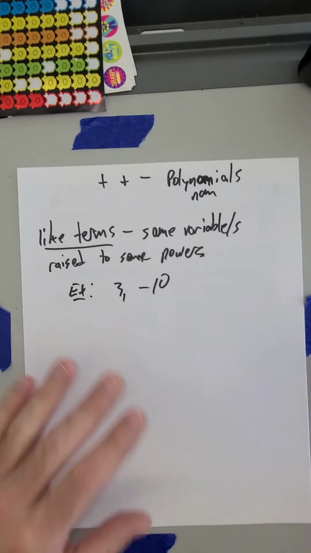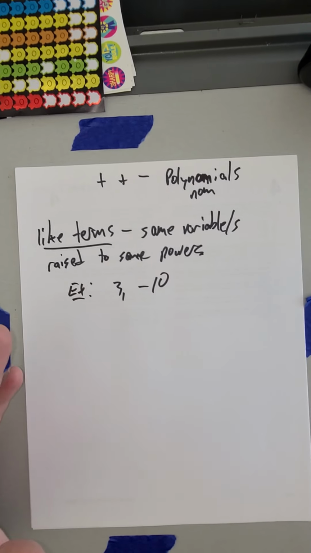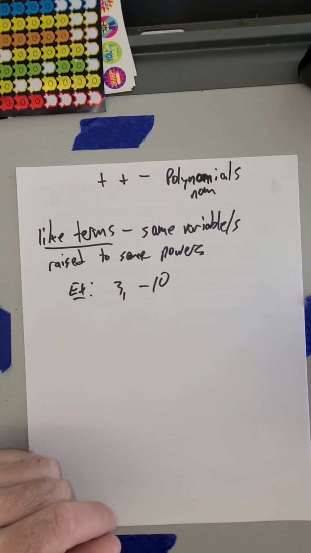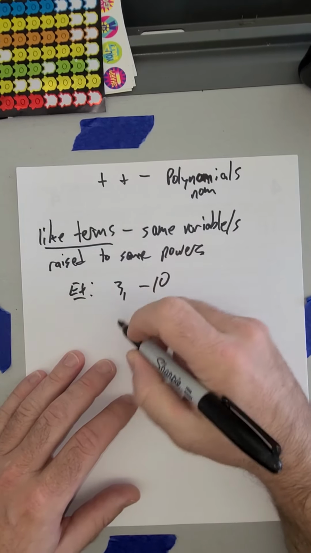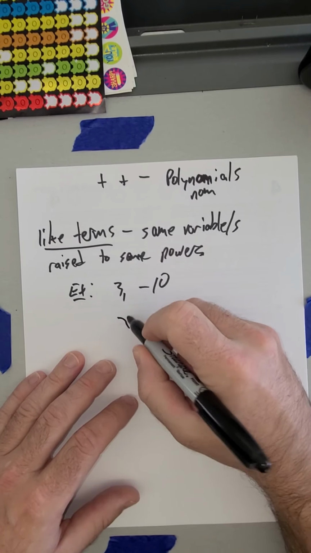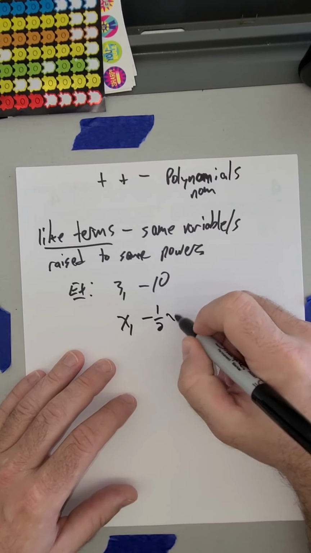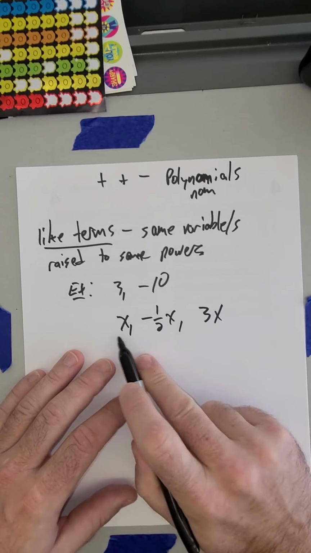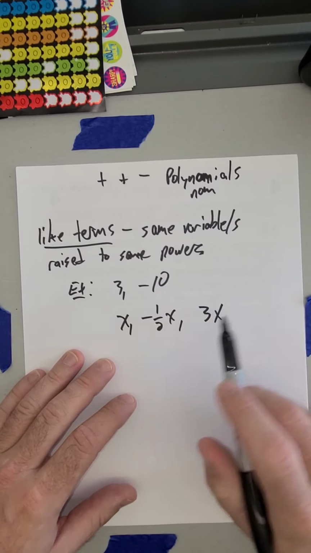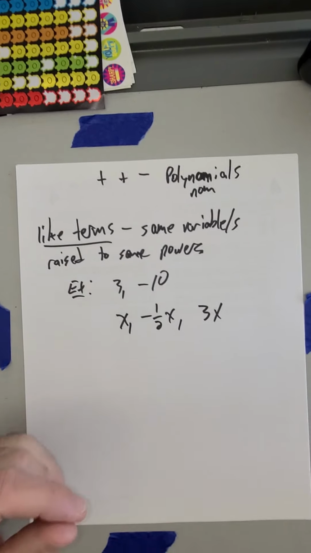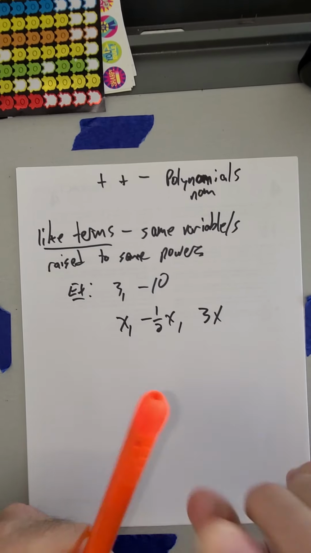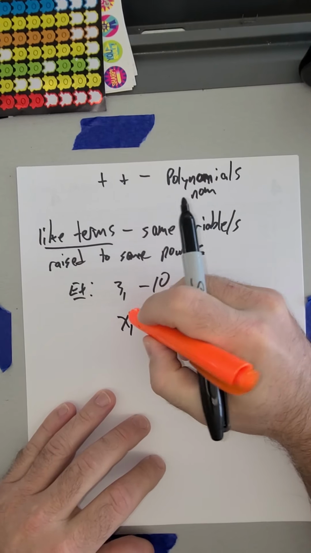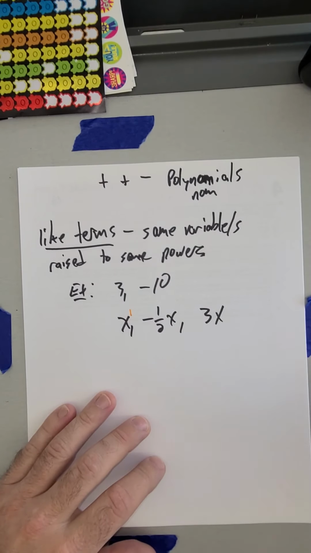3 and -10, those are like terms. They both have the same variable, which is no variable. Okay? You can even think of it as like x to the 0th power. X to the 0th power is 1. How about x and -1/2 x and 3x? All of these have the same variable, and they're all raised to the first power. It's assumed there's a 1 up here. We don't have to write it, but there's a 1 here.